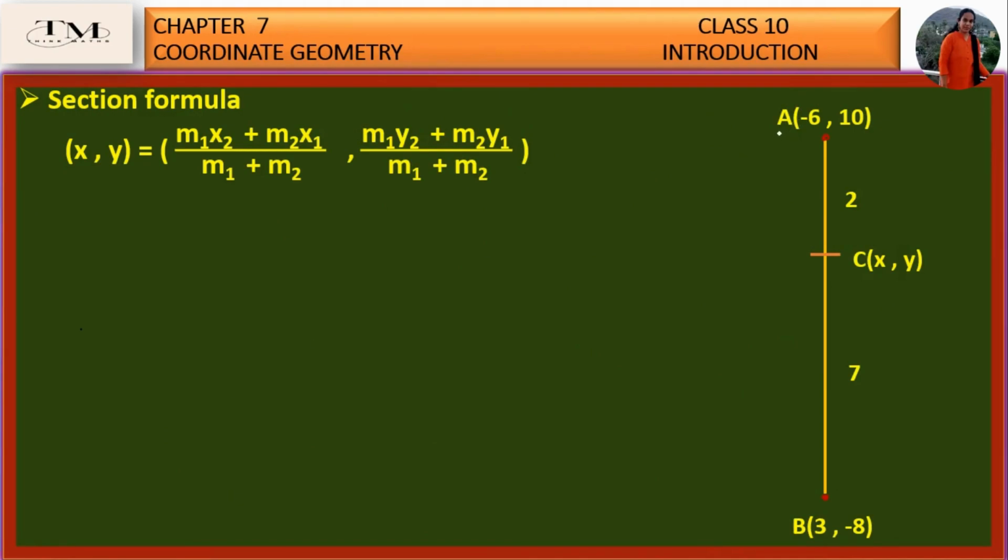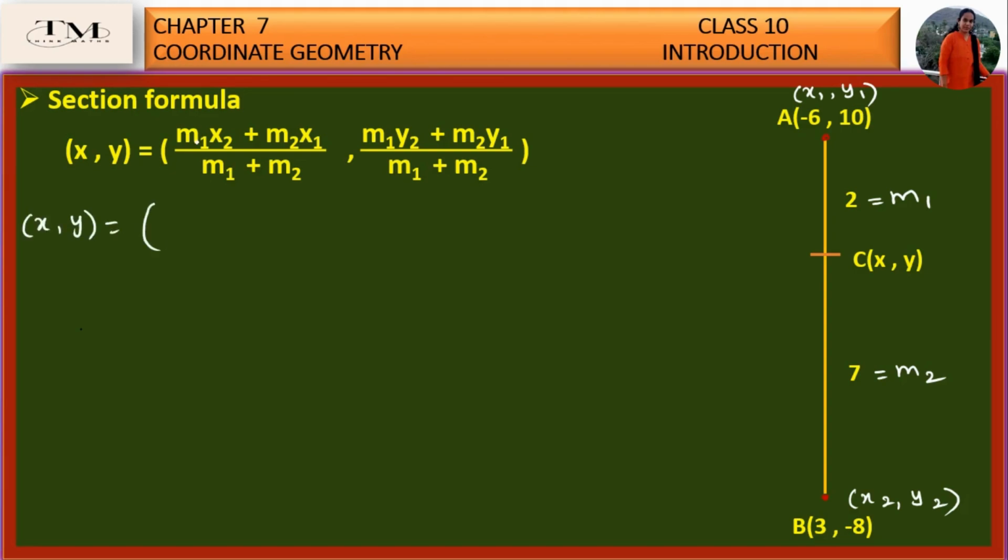Suppose we have the points A of (minus 6, 10) and B of (3, minus 8). So this point C divides AB internally in the ratio 2 is to 7. So this is m1 and this is m2. So these points are (x1, y1) and this is (x2, y2). So if you apply this formula, we will get the x coordinate and y coordinate for the point C. So we have to find out (x, y).